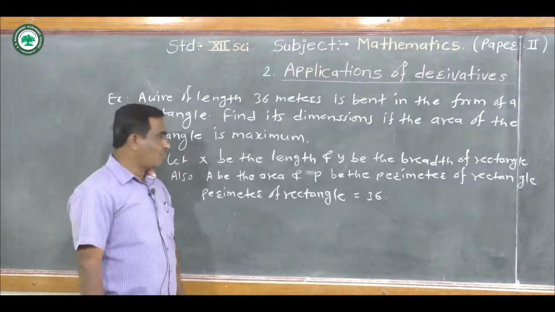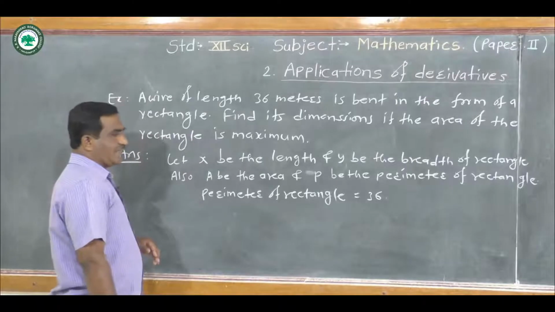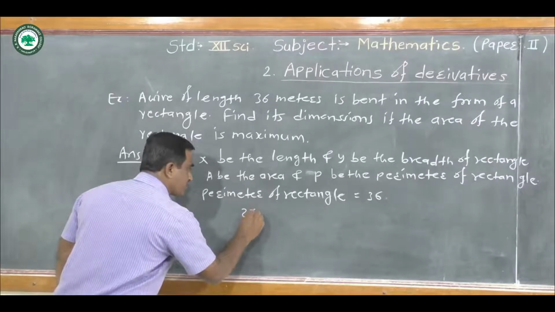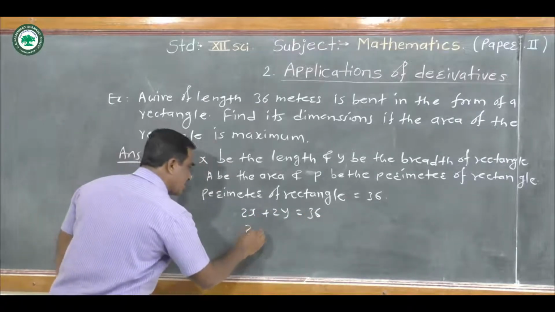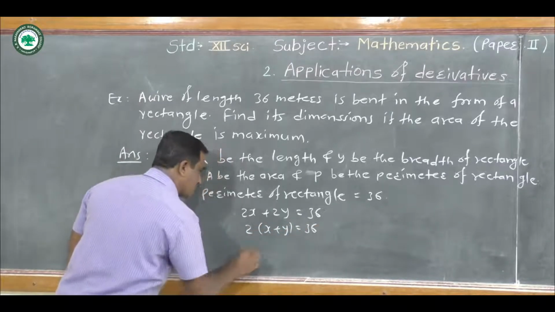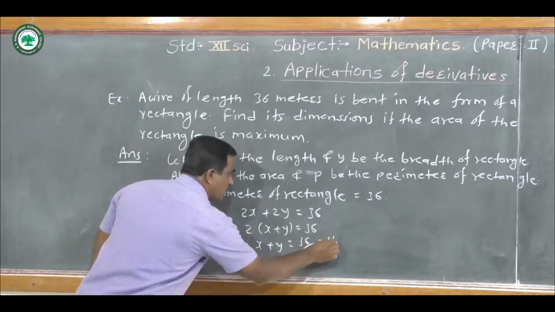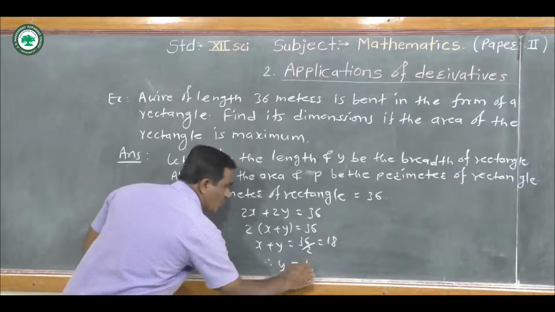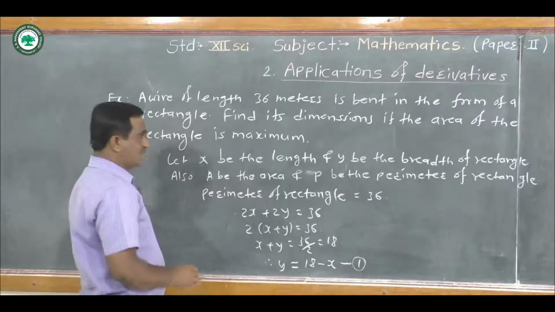Now we know that the formula for perimeter of rectangle is 2x plus 2y, that is the addition of all sides of the rectangle. 2x plus 2y is equal to 36, that is 2 into (x plus y) is equal to 36. x plus y is equal to 36 upon 2 equal to 18. Therefore we can find the value of y here. y is equal to 18 minus x. See this as equation number first.